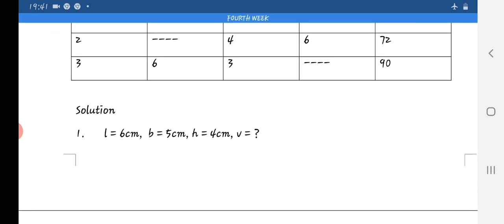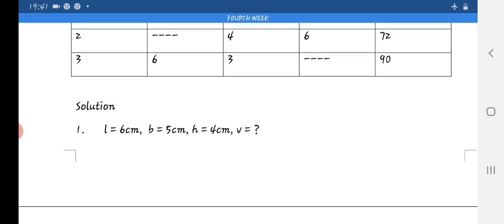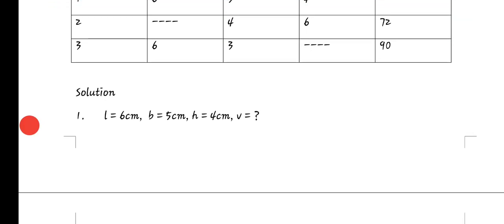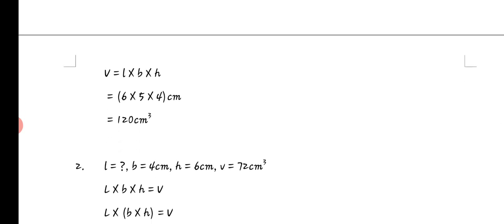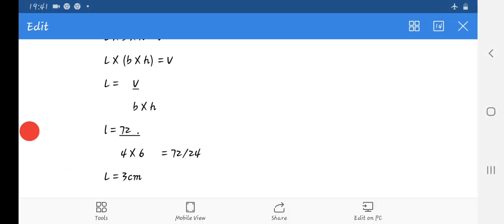You are going to use the same method to solve question 3. I'll leave question 3 for you as an assignment to practice on your own. Height is not given. We know volume, we know breadth, we know length. So when you are finding the height, it should just look like this: your height is equal to volume all over the remaining 2, length times breadth.